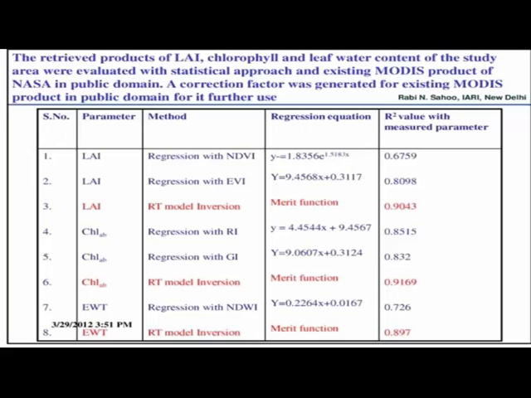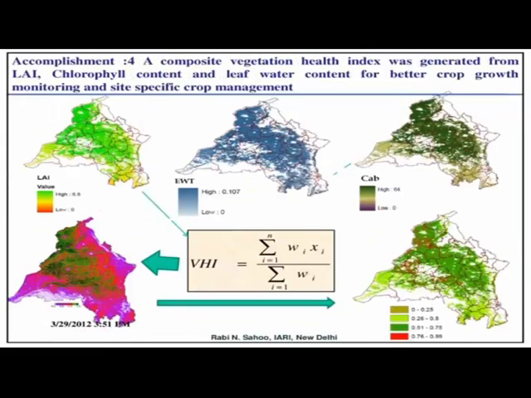So the different districts map is given over here. Which district is doing good with respect to crop health or crop growth conditions? Accordingly, one can go for different management practices.